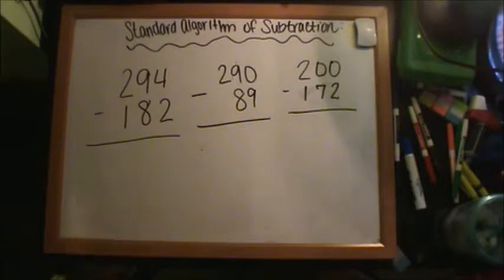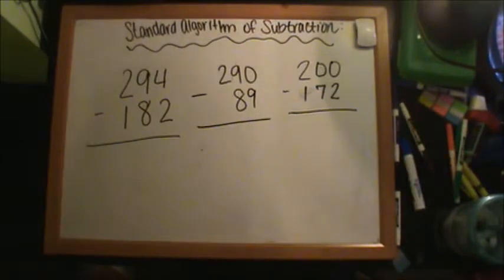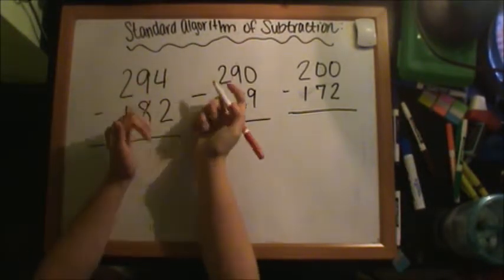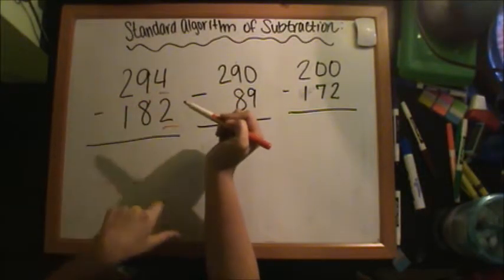This video is for the standard algorithm of subtraction. The standard algorithm is the method that most of us learned growing up when we were learning how to subtract. So it's basically rules to follow, procedures to follow, kind of like addition. You're going to start in the ones place and you're going to subtract going down.